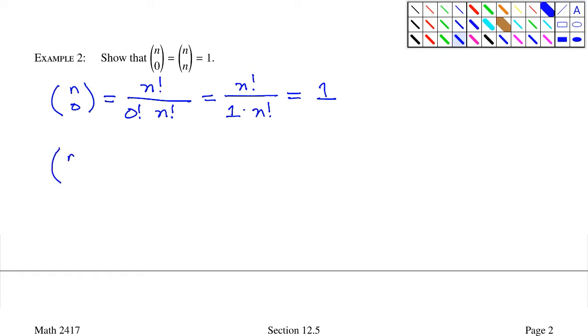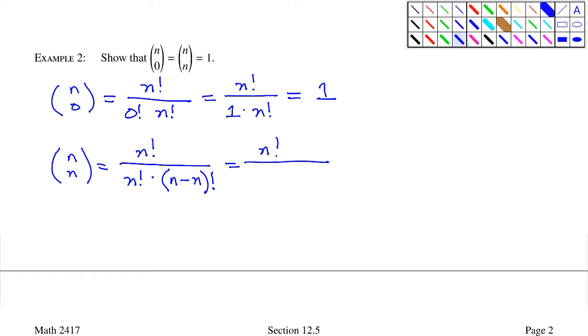Similarly, let's go with n choose n and show that that's equal to 1. So using the definition, this would be n factorial over n factorial times n, the top number, minus n, the bottom number, factorial. That gives me n factorial over n factorial. N minus n is 0, so that's 0 factorial. And this, just like above, cancels to be 1.